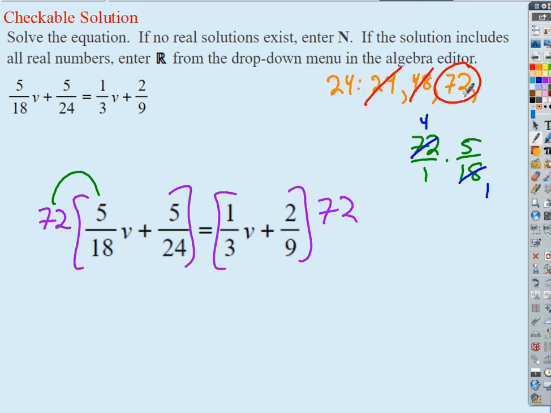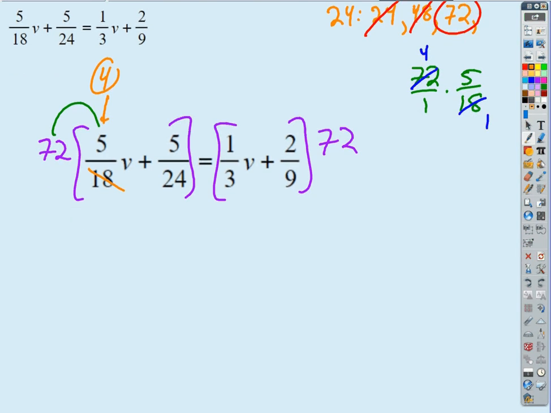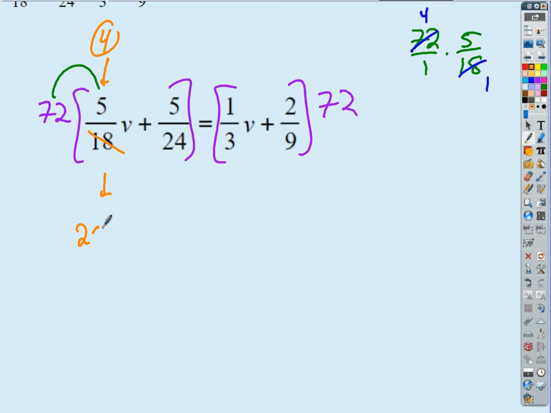So this brings us back to that trick I was showing you before. All we've got to do here is when we distribute, we always know we're going to be able to cross cancel first and reduce. It's way easier. 72 divided by 18 is 4. So that's what's left to multiply by the top. I know I'm getting 1s on the bottom, and so 4 times 5 is going to give me 20.